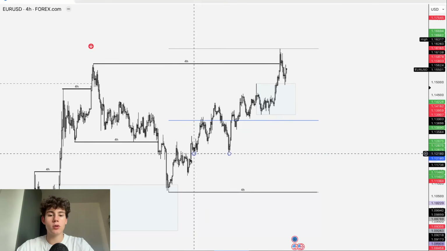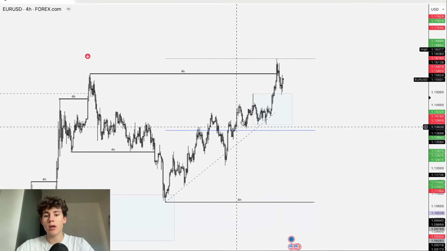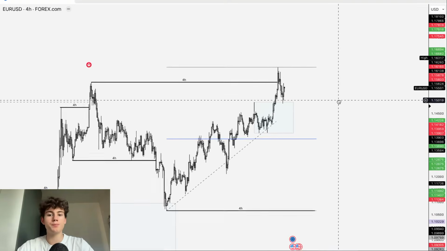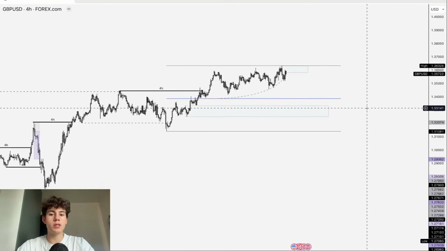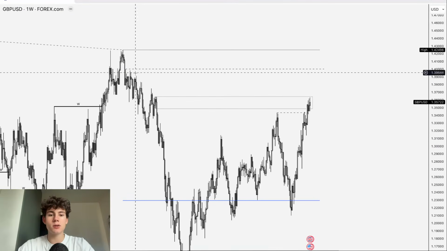Keep in mind that we do have some trendline liquidity underneath all of these lows, so don't just randomly buy if we take some liquidity over here. Always wait for confirmation.